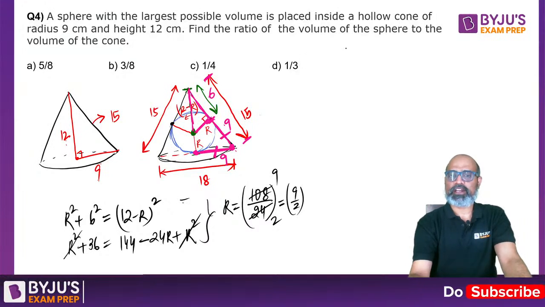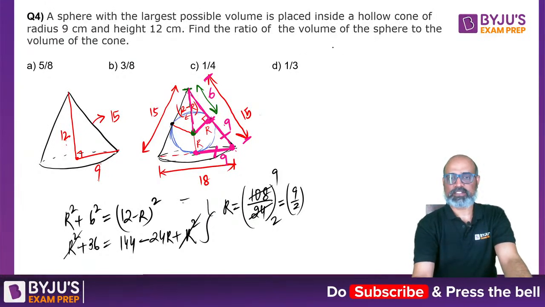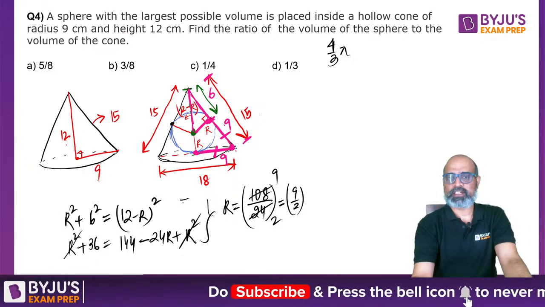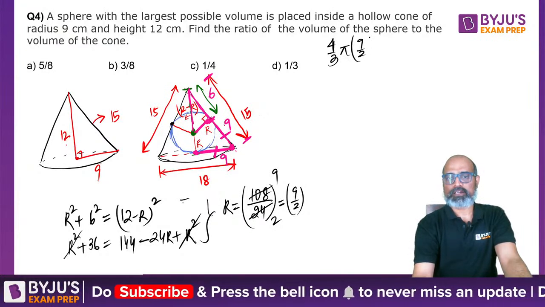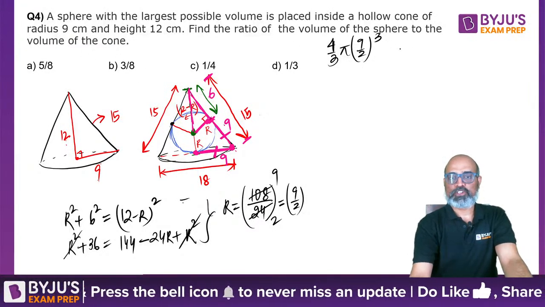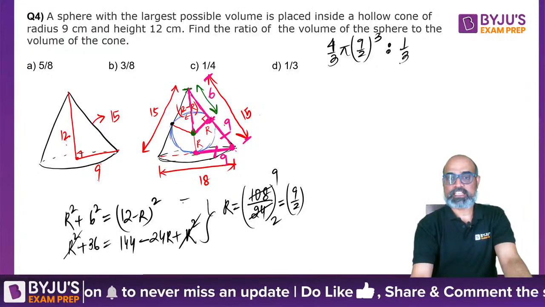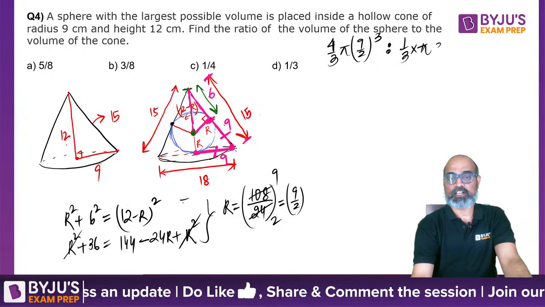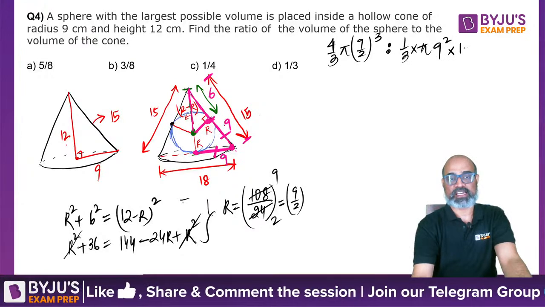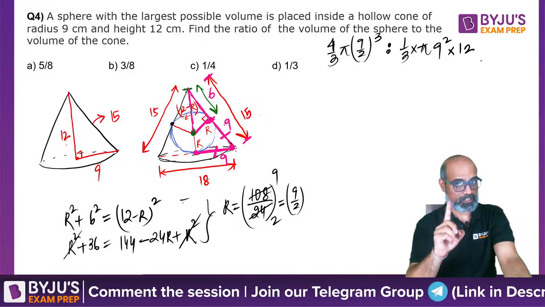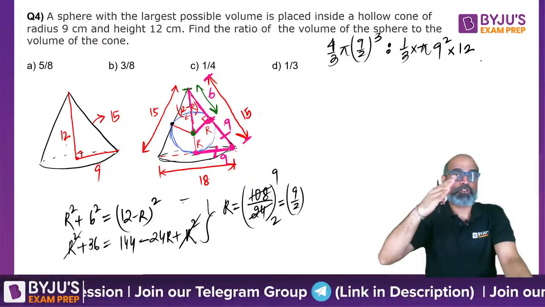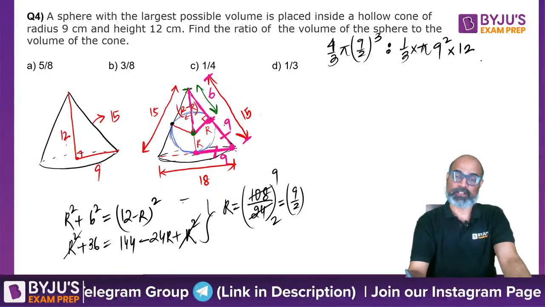Now can we calculate the volume of this sphere? Yes. Volume of this sphere is given as 4 by 3 pi r cube. What is the volume of the cone? Volume of the cone is given as 1 by 3 pi r square into h. H is 12 over here, not 15. Remember, for the volume of the cone, you don't take the slant height, you take the perpendicular height.